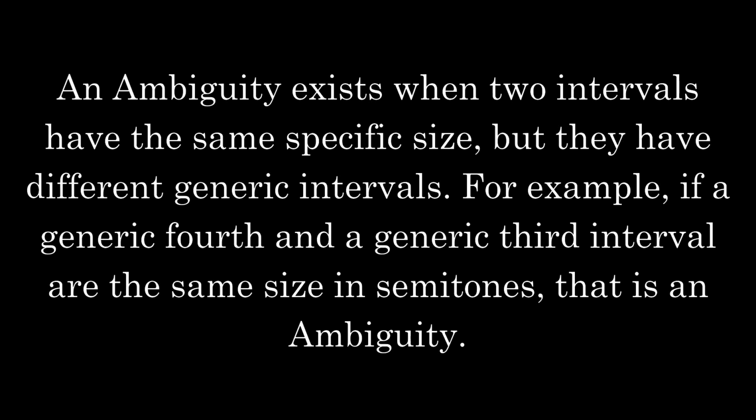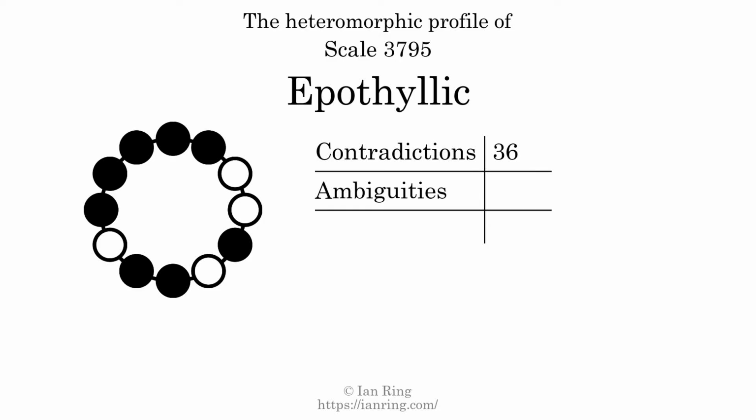An ambiguity exists when 2 intervals have the same specific size, but they have different generic intervals. For example, if a generic fourth and a generic third interval are the same size in semitones, that is an ambiguity. The number of ambiguities in this scale is 72.